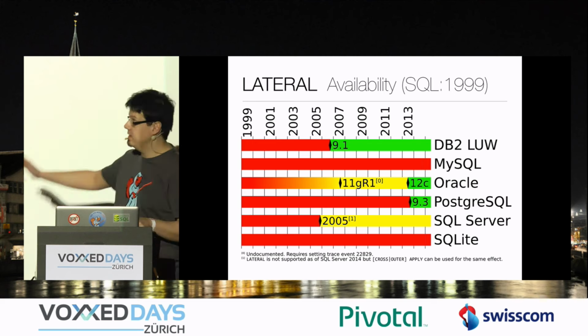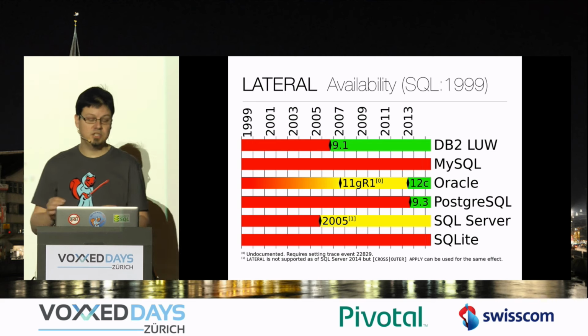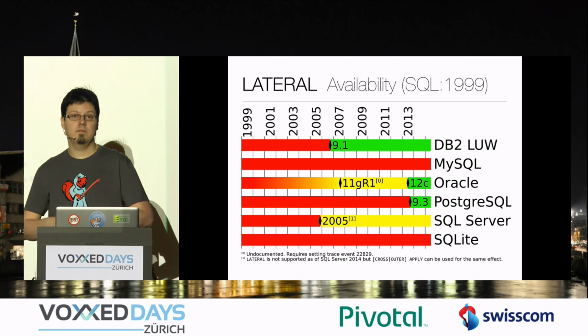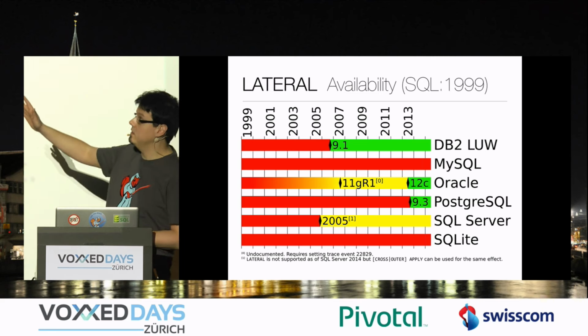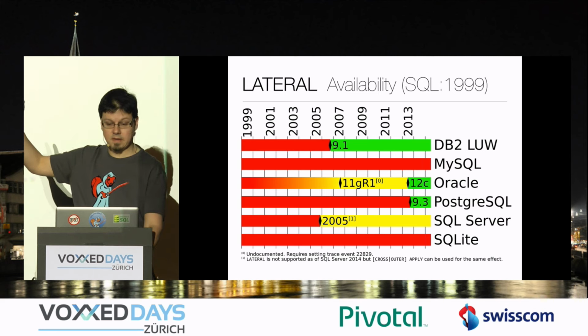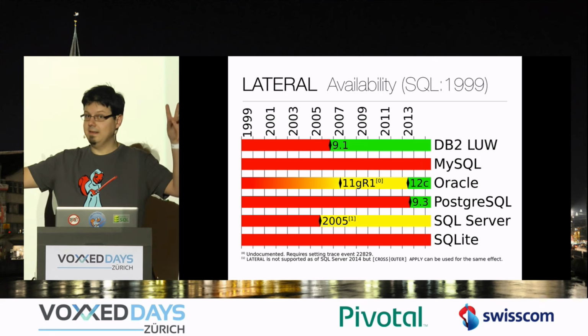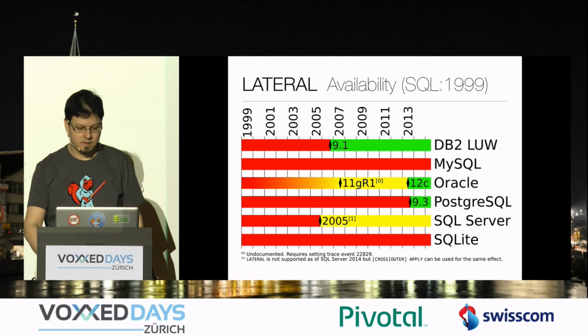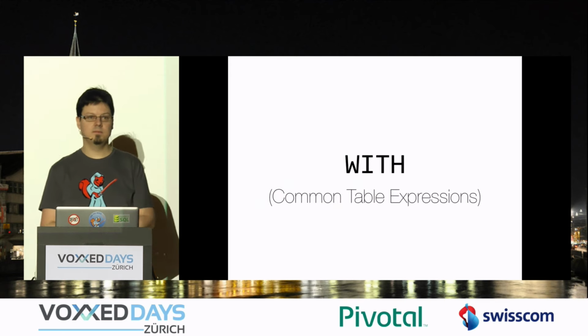Just one short thing about these graphs. I have these graphs through the whole presentation. They show which database started offering what feature at which year. And you see this lateral was introduced with the SQL standard release of 99. And you see that the database vendors started with a certain delay to support it. Some of them still don't support it. Okay, let's come to with.